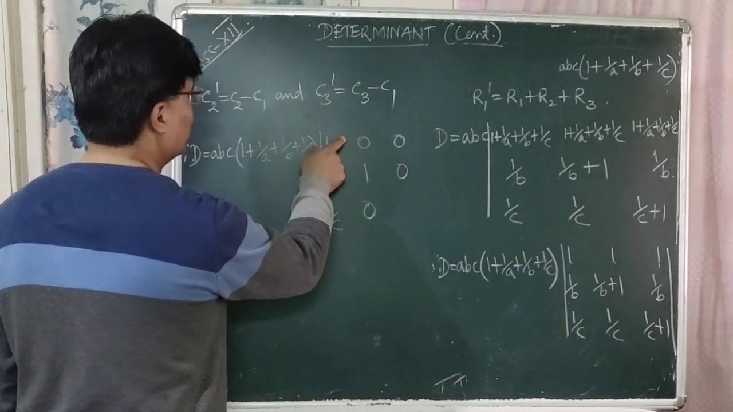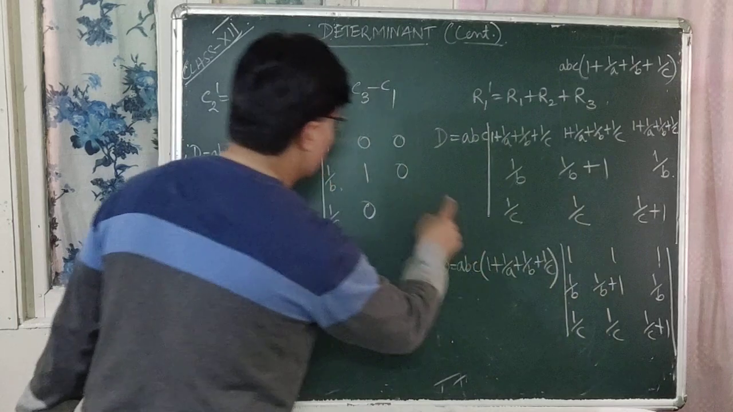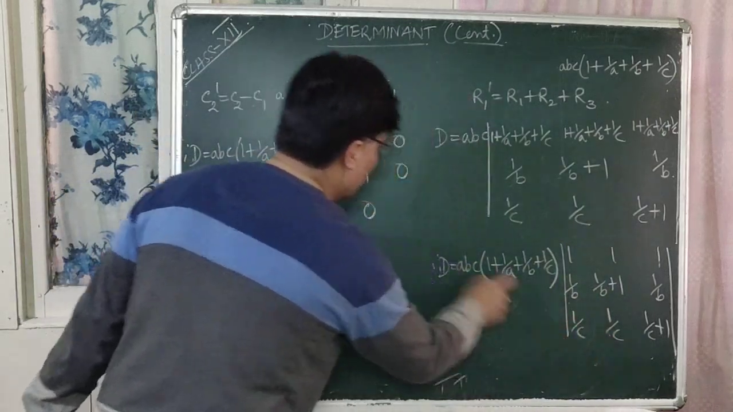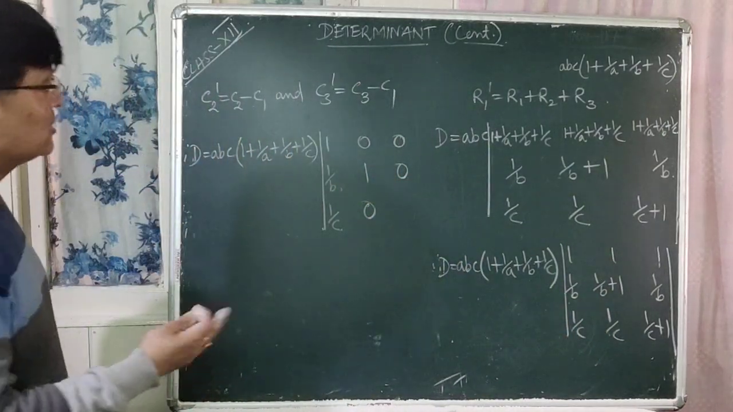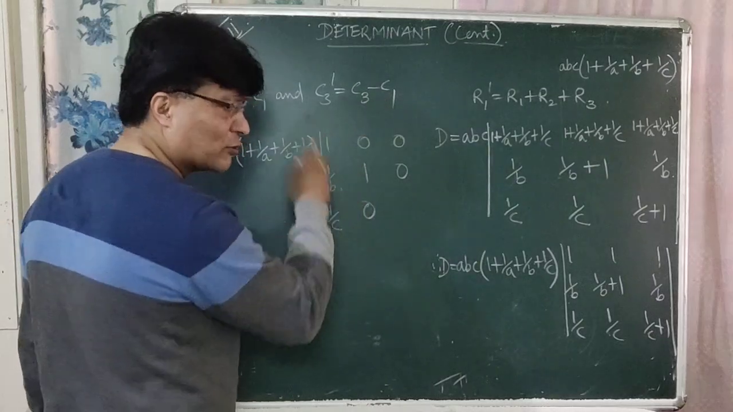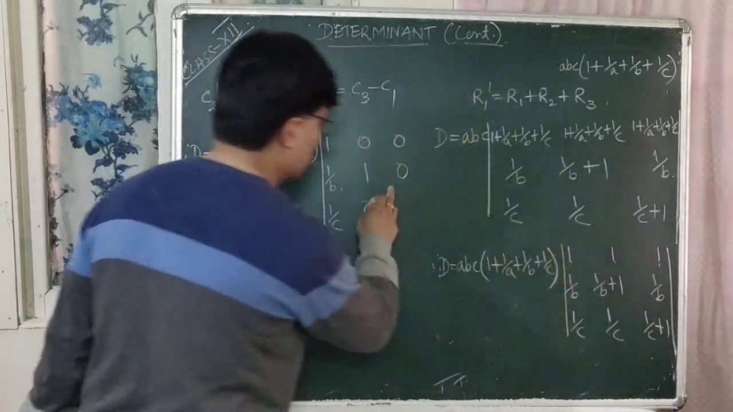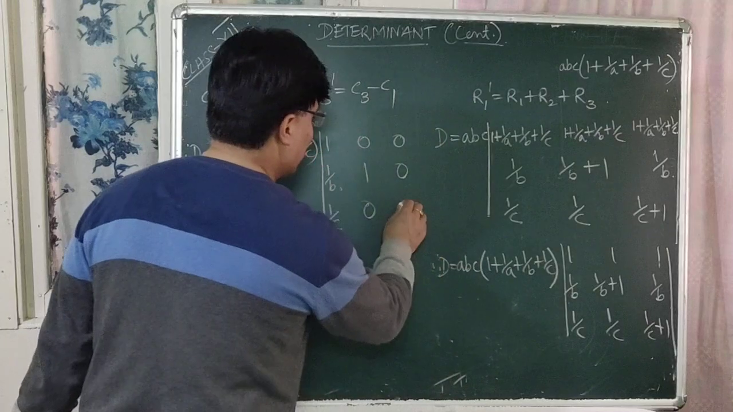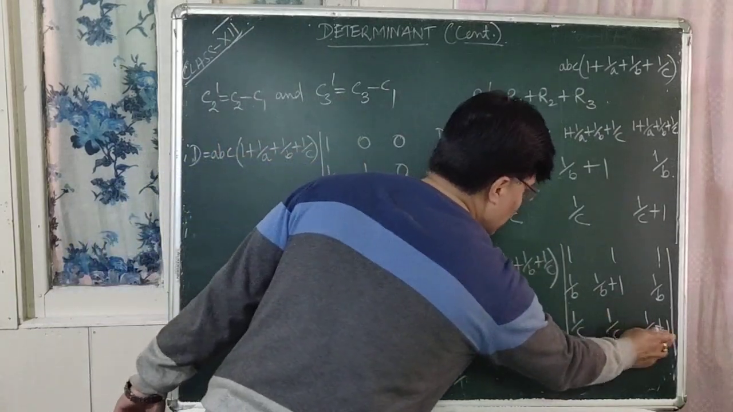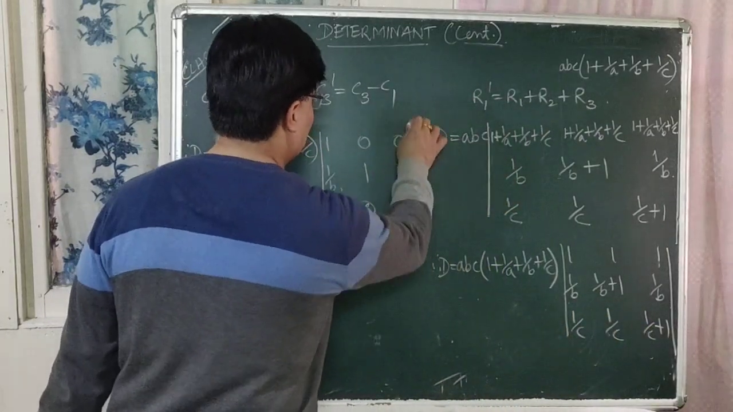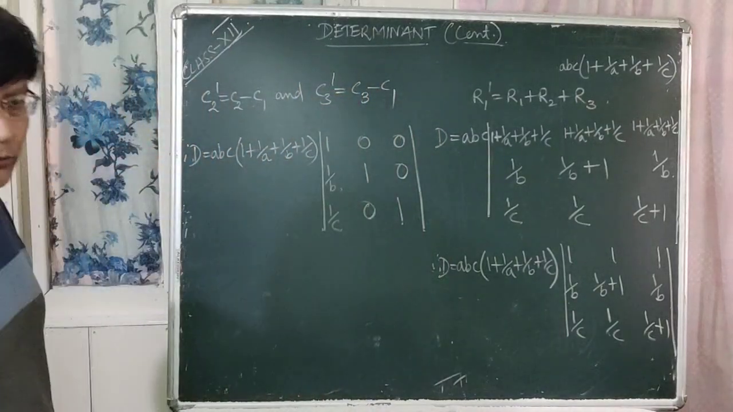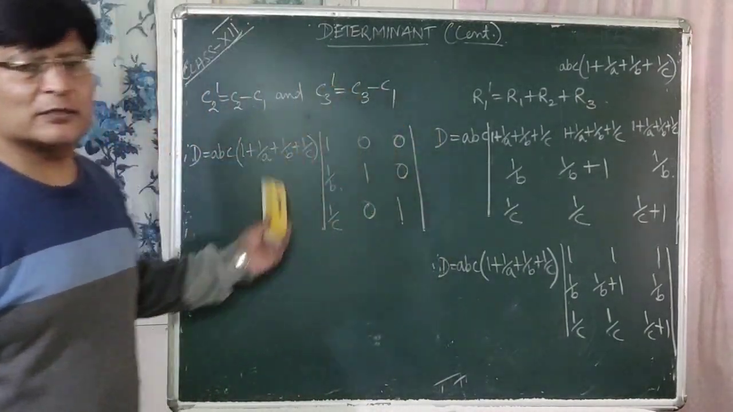1 minus 1 is 0. 1 upon b plus 1 minus 1 upon b is 1. 1 upon c minus 1 upon c is 0. Right? Similarly, third column, c3 minus c1, third column is changing. 1 minus 1, 0. 1 upon b minus 1 upon b, 0. 1 upon c plus 1 minus 1 upon c, that is 1. Is that clear now? So this is the simplified determinant.